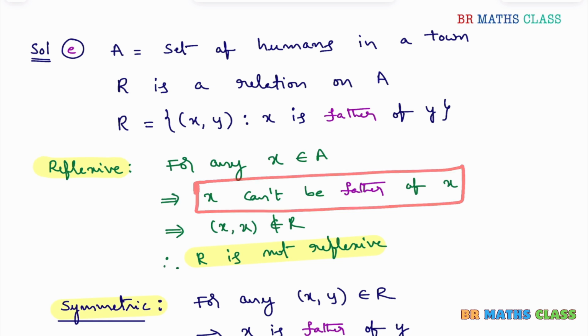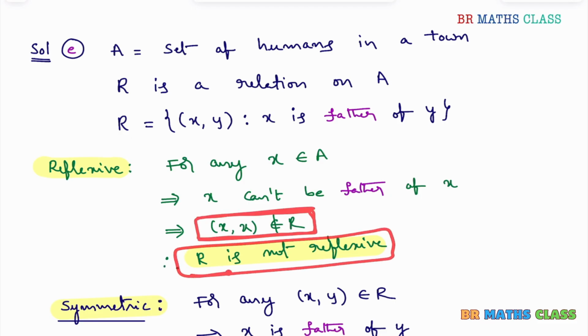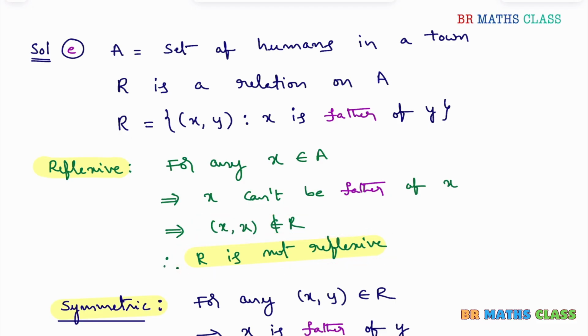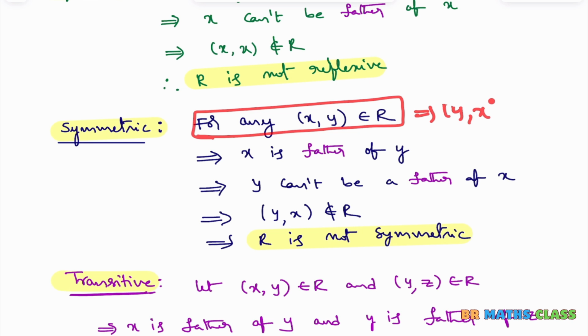If x is a father of x, then only the ordered pair x comma x belongs to this relation. As x is not a father of x, the ordered pair x comma x does not belong to the relation. As the ordered pair x comma x does not belong to the relation, we can say that this relation is not reflexive. I hope you understand this. Now we'll check the symmetric condition. What is the symmetric condition? For any ordered pair x comma y belongs to R, if y comma x also belongs to the relation, then we say it is symmetric, right?